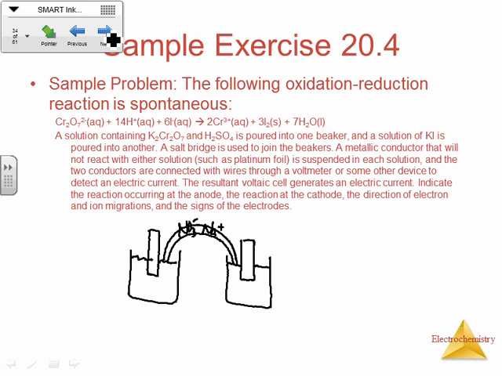And the two conductors are connected with wires through a voltmeter. So we've got, I'm running into my words now, we've got a wire, right? Or wires, rather. But I'm just going to draw this. Okay, so then we've got our voltmeter here. It's connecting the two of them so that the flow of electrons can happen there. Or some other device to detect an electrical current. Okay?